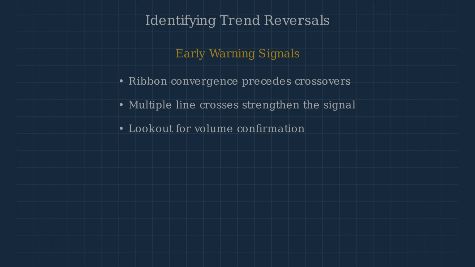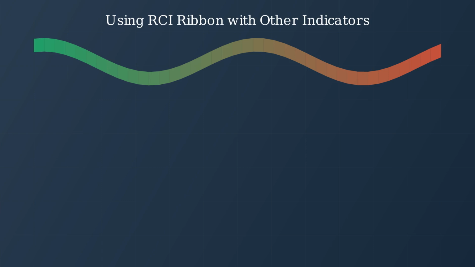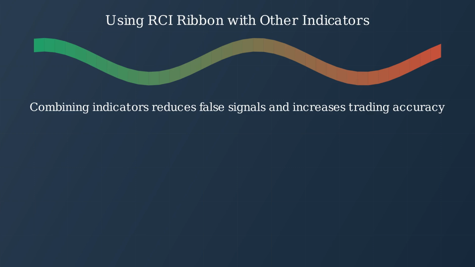By carefully watching for these ribbon line patterns, traders can position themselves ahead of major trend changes. The RCI Ribbon indicator becomes significantly more powerful when combined with other technical indicators. While the RCI Ribbon provides valuable trend information on its own, combining it with complementary indicators can significantly reduce false signals and increase trading accuracy.